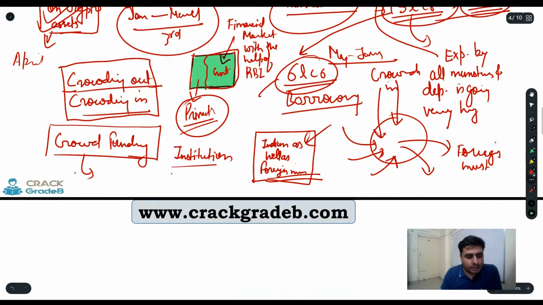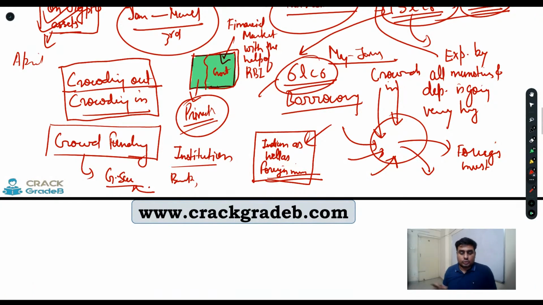Institutions like banks, insurance companies, mutual funds, they can purchase the government securities from RBI. Only they could purchase the securities from RBI. But right now, each and every individual who is an Indian citizen can also purchase these government securities from RBI directly. So now what is happening?